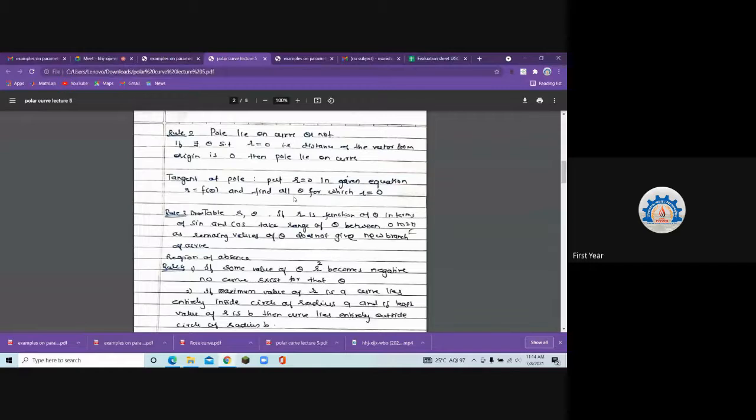Can you tell me why there will be multiple tangents at pole? Because your equation will be in terms of sine and cos. Again, in trigonometry, r is a function of theta. Generally, what we are going to see are r equal to a cos 2 theta, r squared equal to a cos of 2 theta. So there will be infinitely many tangents. Can you tell me why?